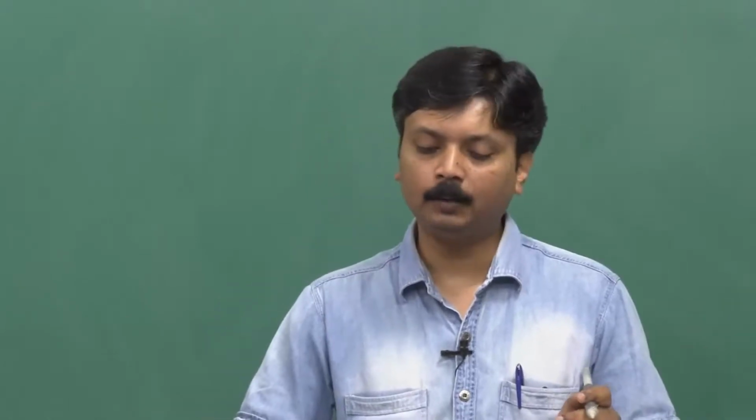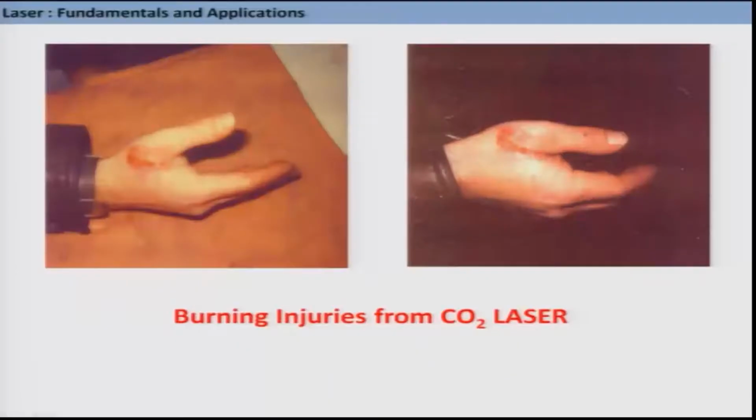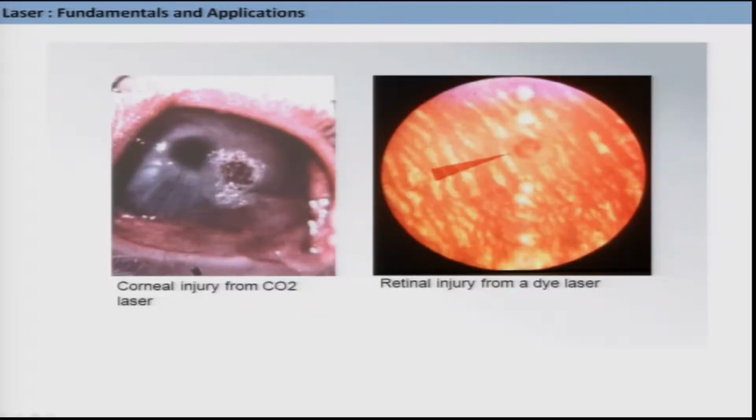Here are some figures which show how lasers can badly damage you. Here are the images of burning injuries from a carbon dioxide laser. You can see that this burning is quite severe. These are the corneal injuries, that is in your eye, from a carbon dioxide laser again. This on the right side is the retinal injury from a dye laser, and these injuries are quite irreversible, so one should be very careful.